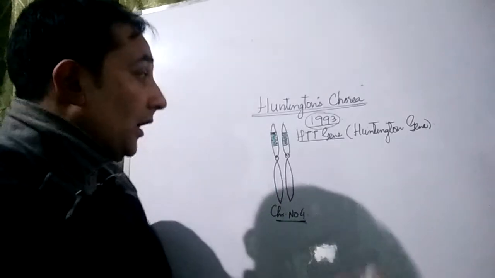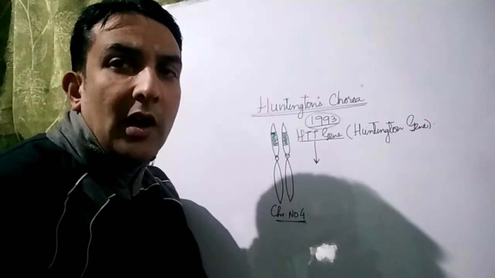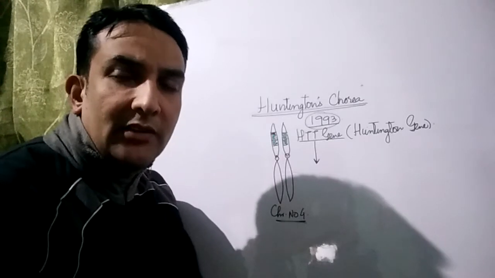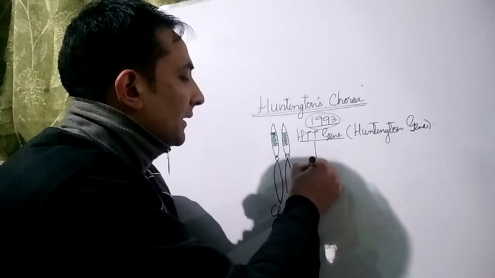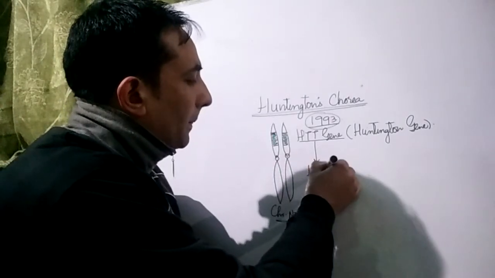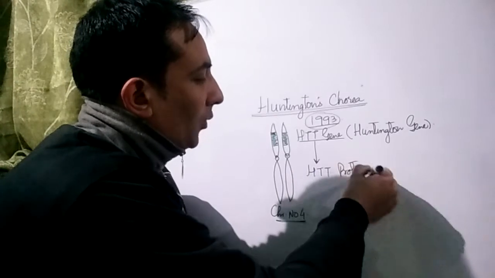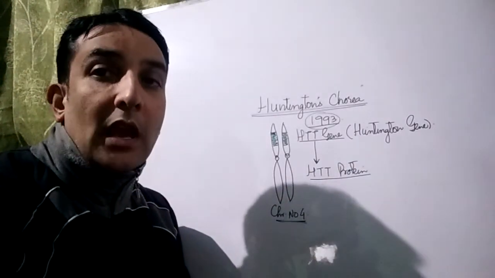cells. This gene, when it completes its central dogma, that's when it first of all transcribes into the messenger RNA and later on translates into the proteins, it will form a protein which we call as Huntington's protein, or we simply say as HTT protein. HTT protein stands for Huntington's protein.